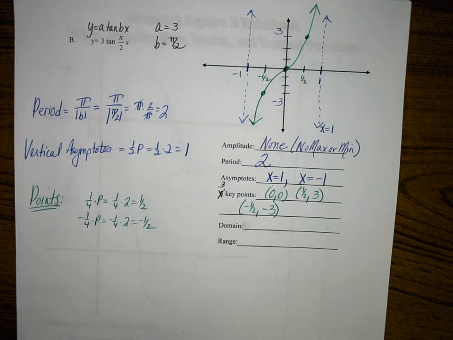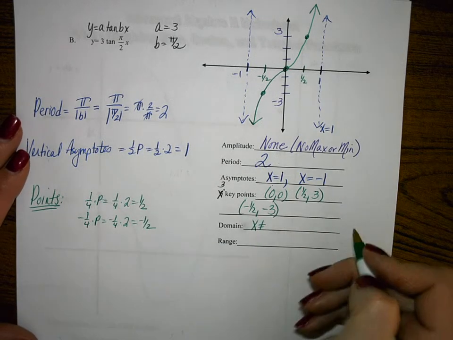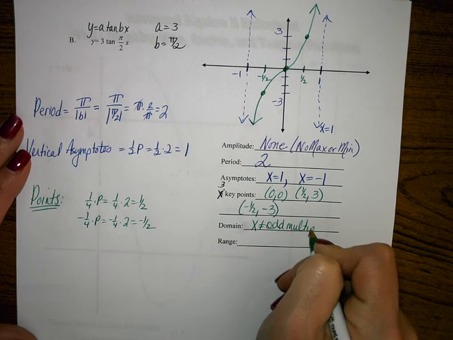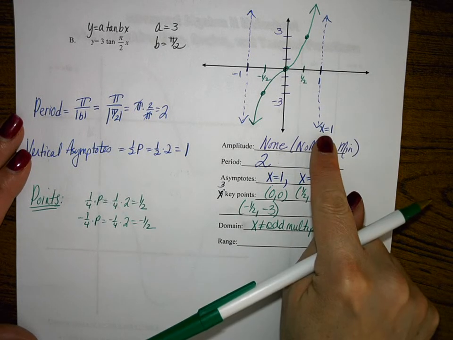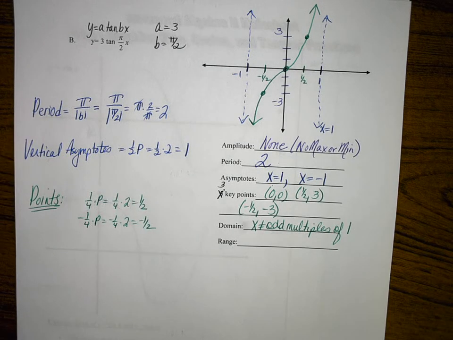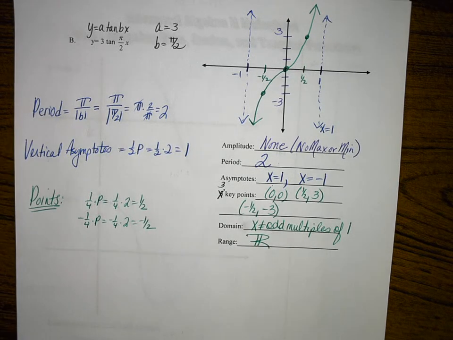All right, what about my domain? Who's got a thought on domain? Beautiful. x does not equal odd multiples of where my vertical asymptote is, which is 1. How about range, folks? My y values can be anything they want, so it's all reals.